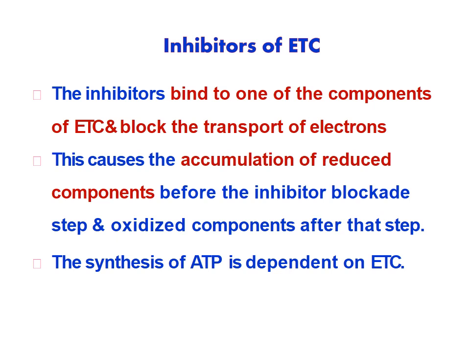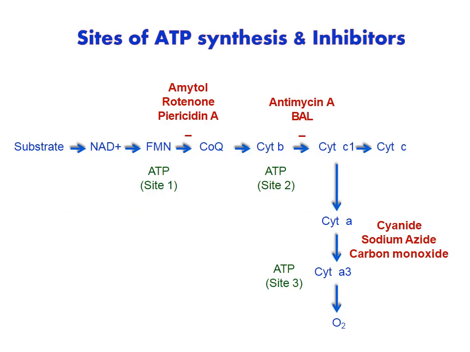Now, what is the role of this ETC? If the inhibitor binds to the electron transport chain, the synthesis of ATP does not take place, because the synthesis of ATP is taking place in complex 5. So, the synthesis of ATP is dependent on the electron transport chain. This slide will explain the ATP synthesis and the inhibitors.